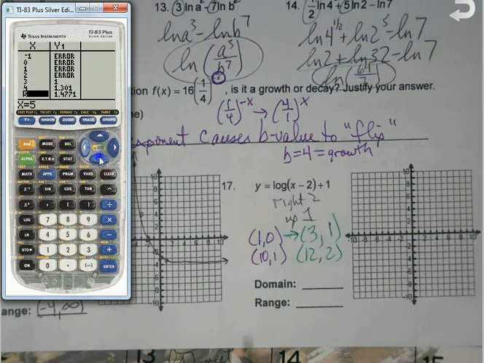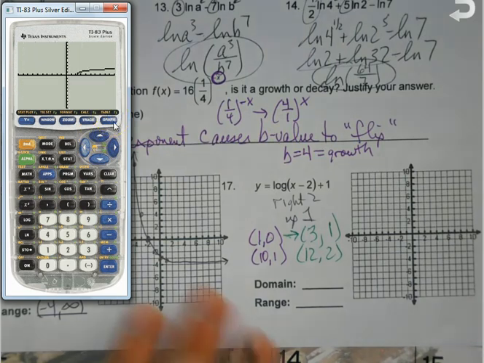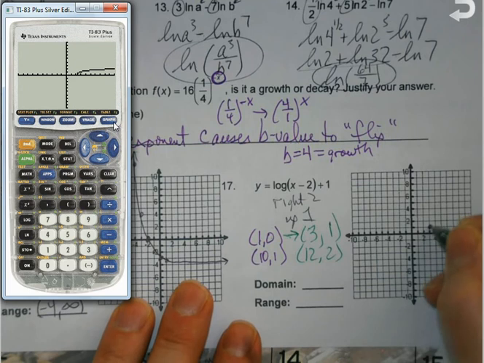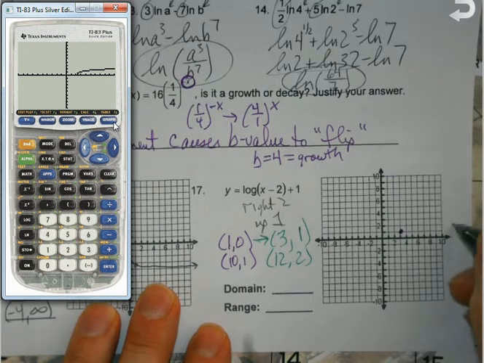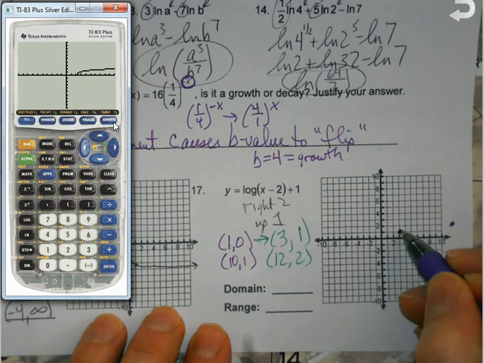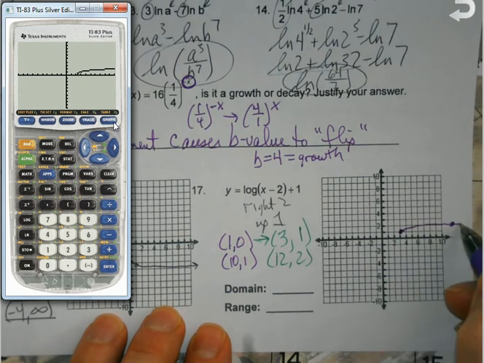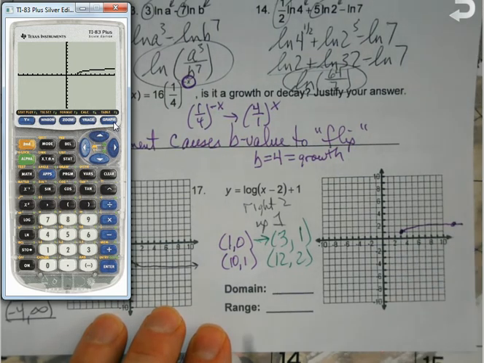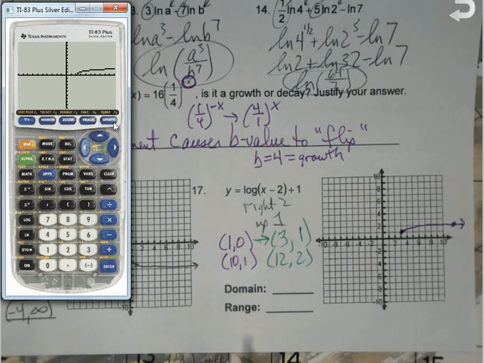There's my (3, 1). There's my (12, 2). So I think (3, 1), a little off the chart here. (12, 2). And again, logarithms. Now, does that just stop like that? Is it going to look like a square root function? Well, that's what the picture looks like.